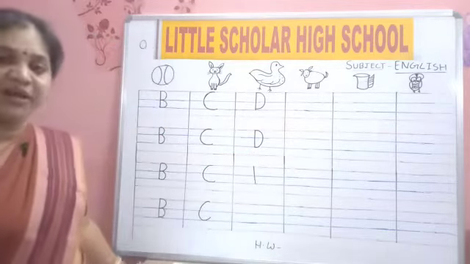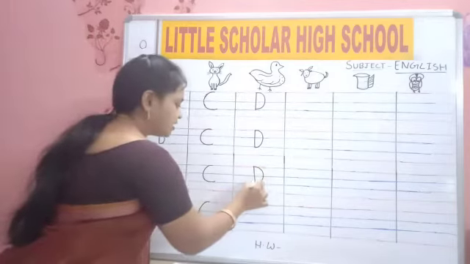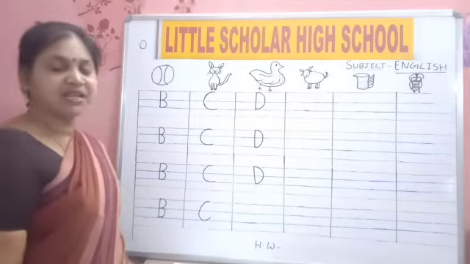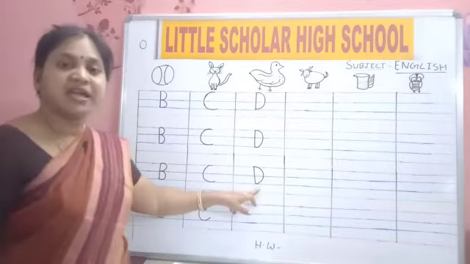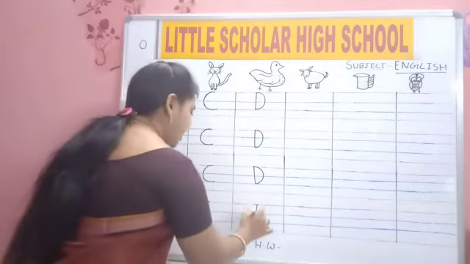Once again, one standing line and a curved line, a curve. What is this? Capital D. Which letter is this? Capital D. Once again, one standing line.